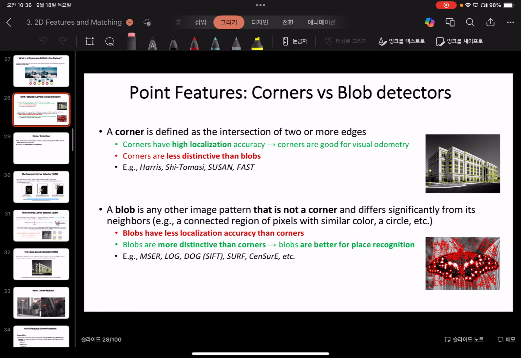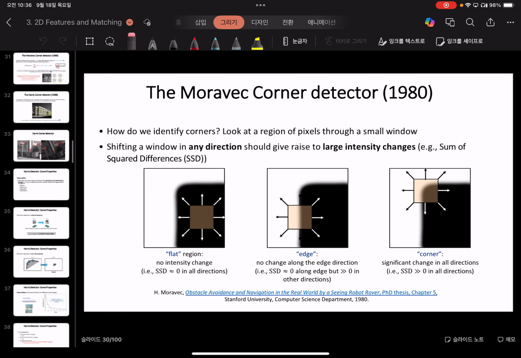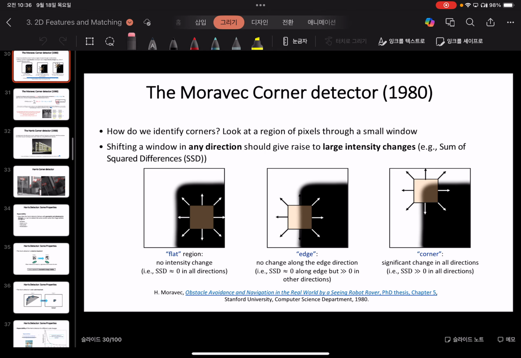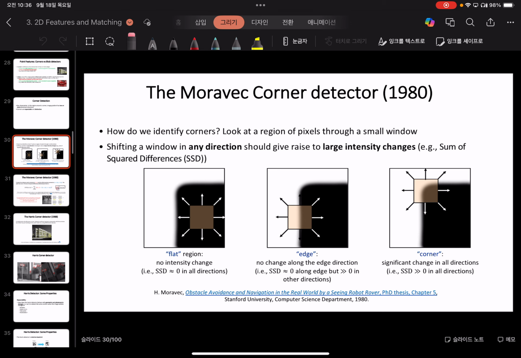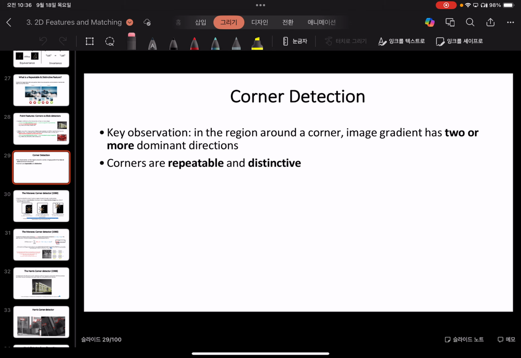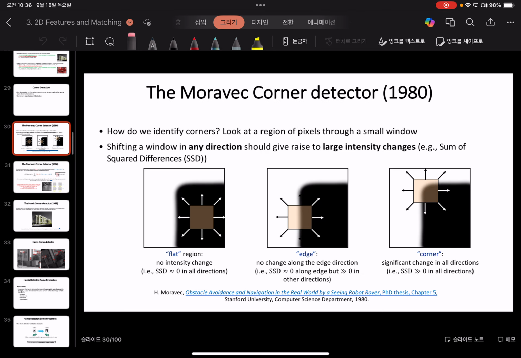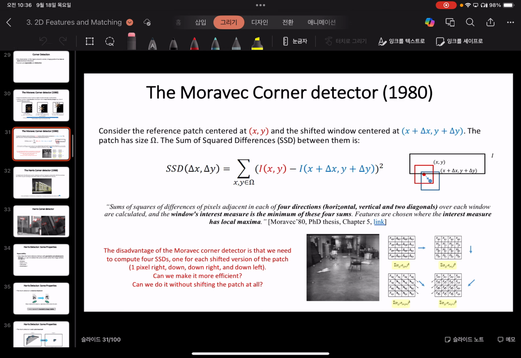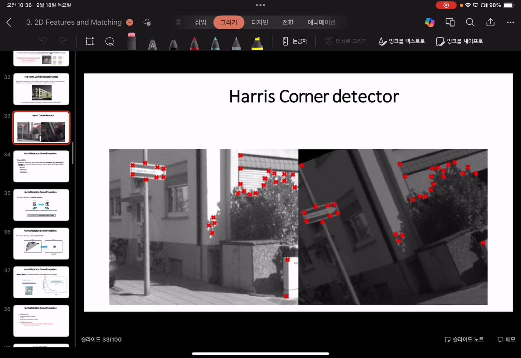And then we learned very basic stuff. Corner detector is about finding some distinctive feature positions. There are two point features, corner and blob, and we learned a very basic corner detection algorithm based on image gradients.